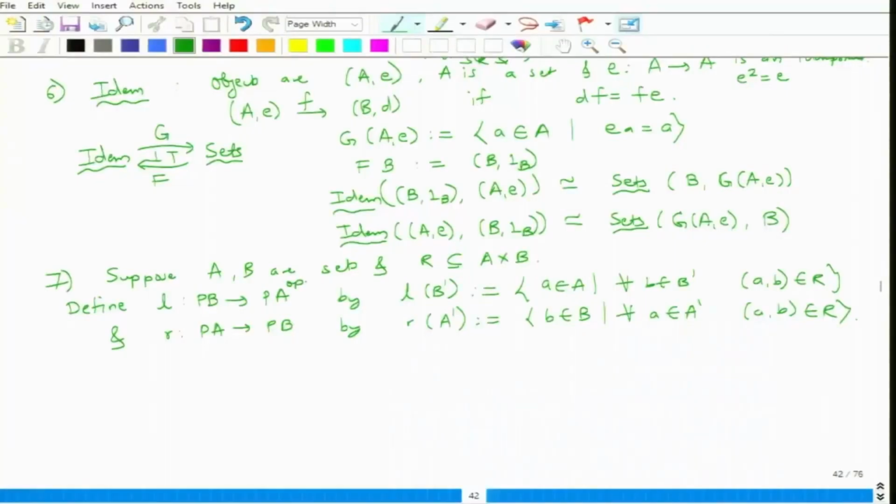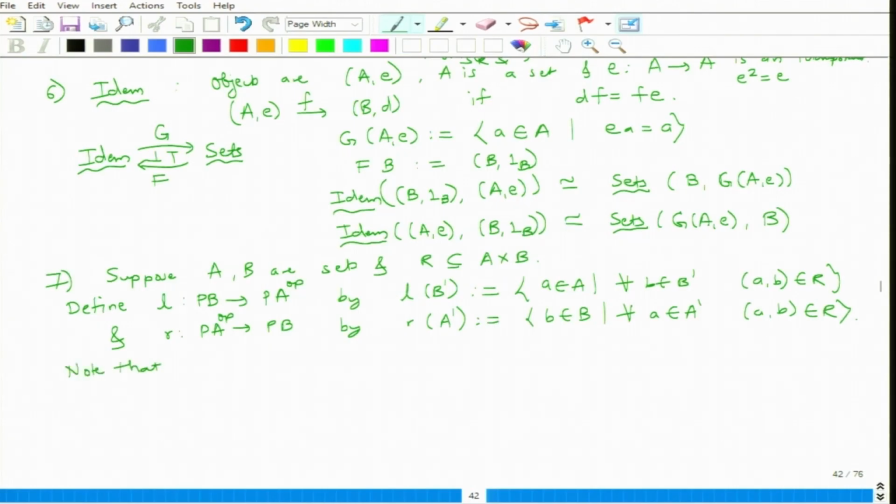So actually it's better to write that L is a function from PB to PA op and R is a function from PA op to PB. So now we have a pair of things going in opposite direction. A pair of monotone maps. These are both posets. Okay, both are monotone now, appropriately.